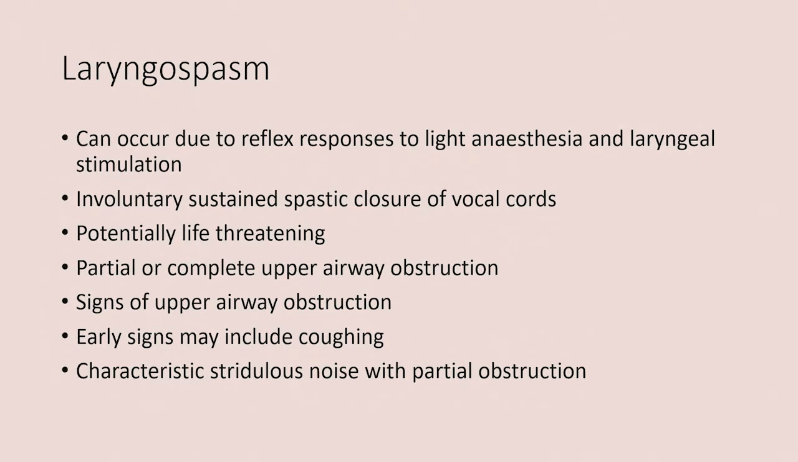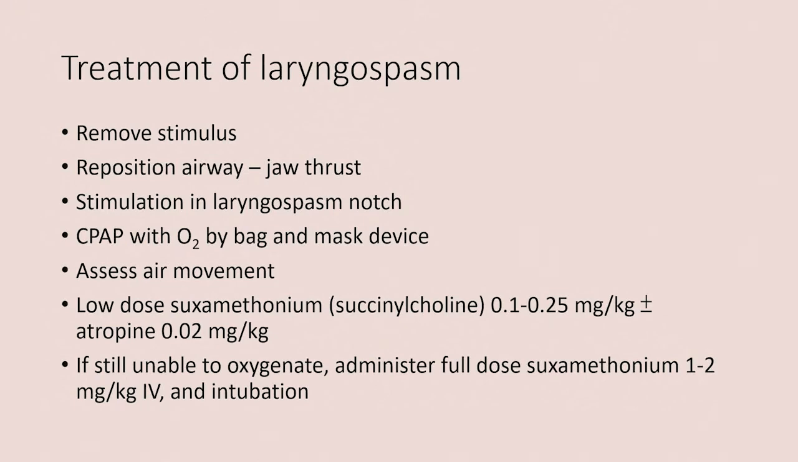However, it can be a partial or complete upper airway obstruction. The child may present with signs of upper airway obstruction, and early signs may include coughing, or a characteristic stridorous noise with partial obstruction. So how do we treat laryngospasm? First-line measures include opening and repositioning the airway with jaw thrust. Some experts may recommend stimulation of the laryngospasm notch, performed by bilateral digital pressure on the styloid process behind the posterior ramus of the mandible. However, this maneuver has not been studied in detail, and there is no good evidence for it.